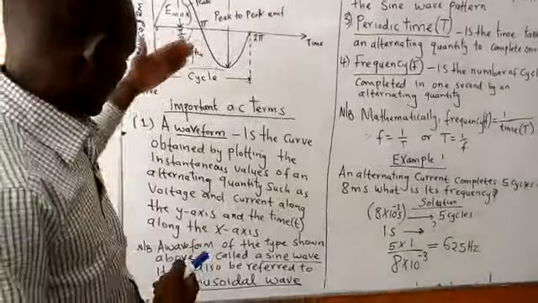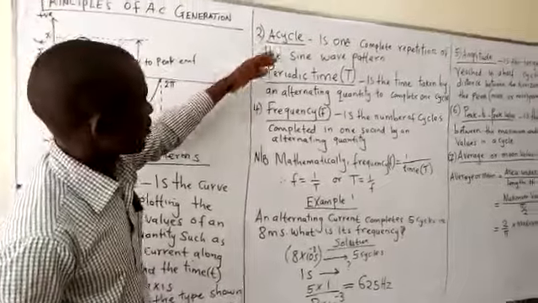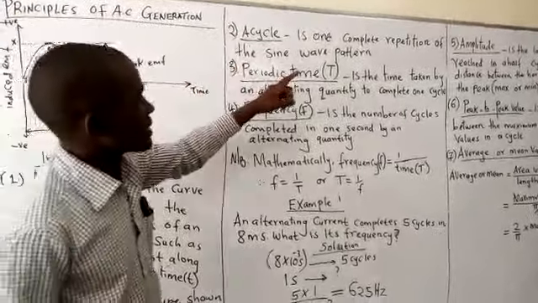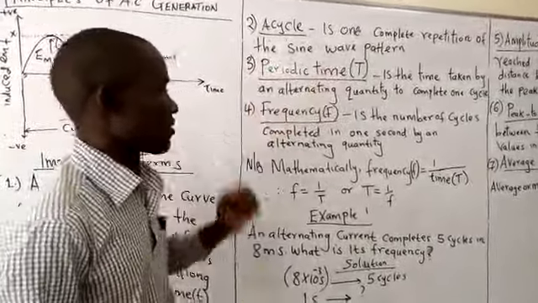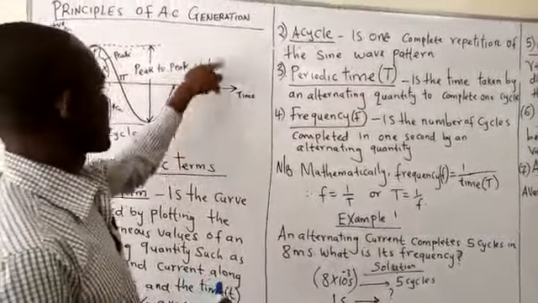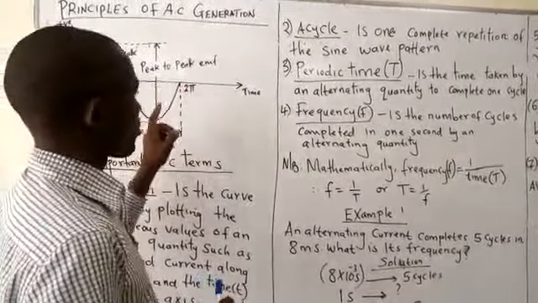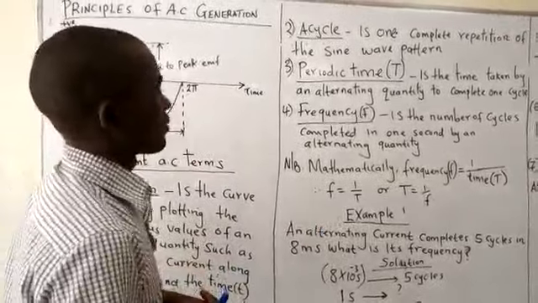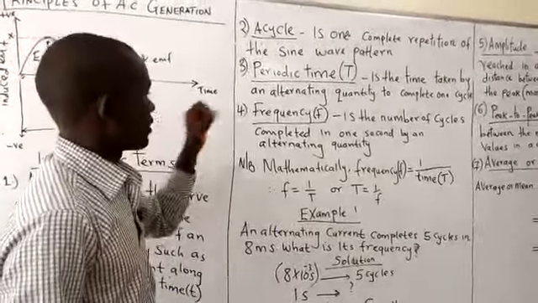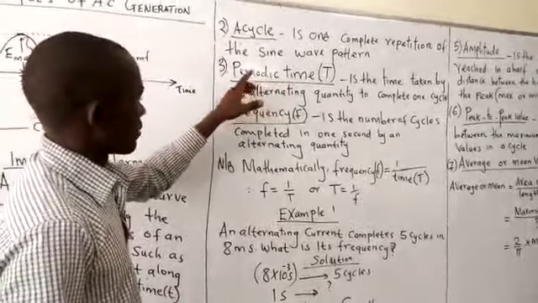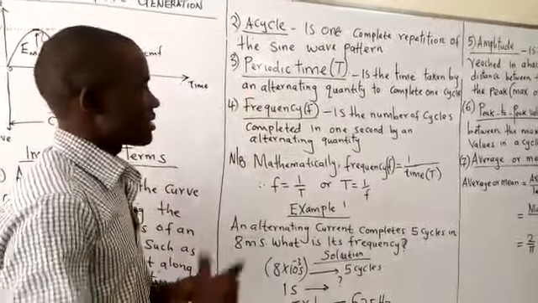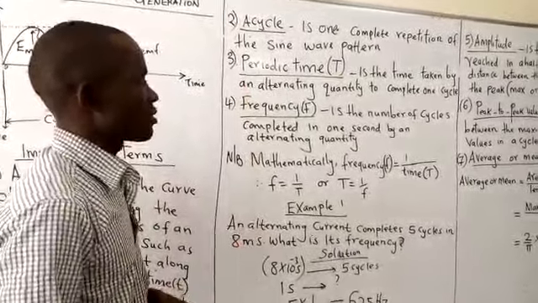So we can start from number 2. A cycle is one complete repetition of the sine wave. So if this wave starts repeating, it means it has undergone a full cycle. Number 3, we look at the periodic time. Periodic time, like I said, is the time taken by an alternating quantity to complete one cycle.